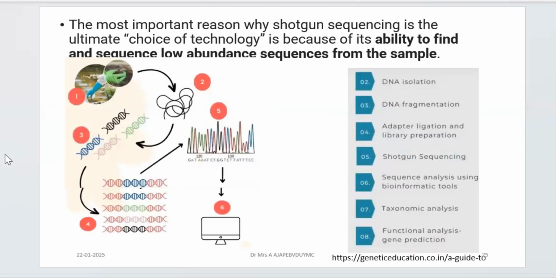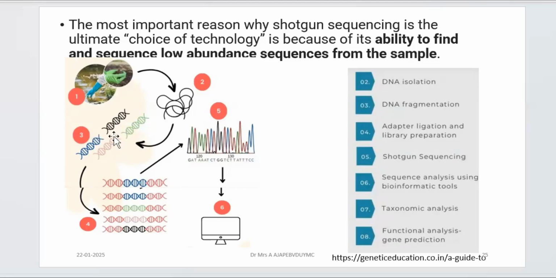As you can see here, this is the sample source. It can be soil, it can be water, it can be an organism, it can be a host and bacteria relationship. So host tissue can be there, anything it can be. From that you are going to extract DNA. Then the DNA is fragmented, right? You are seeing these small fragments which are generated.